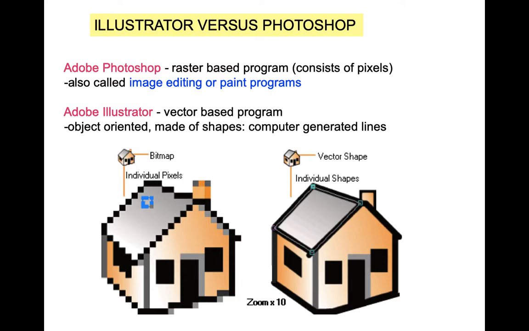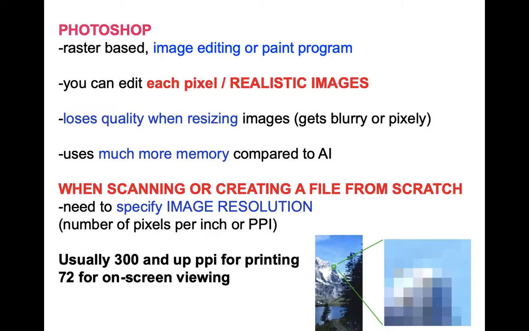It's also referred to as image editing or paint program. So when you zoom into a Photoshop artwork, you're going to see the individual pixels that make up your artwork. On the other hand, as you have already noticed, Adobe Illustrator is a vector-based program, so it's object-oriented and it's made of vector shapes and anchor points and lines. So this is a vector-based program. So that is the main difference between them.